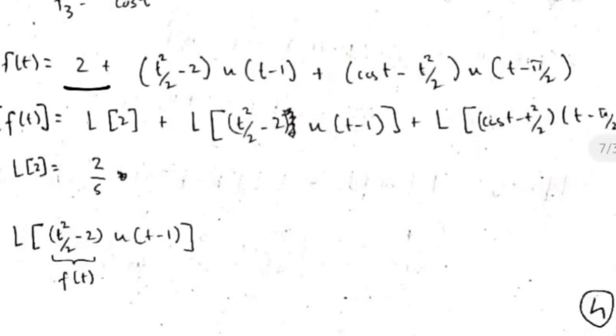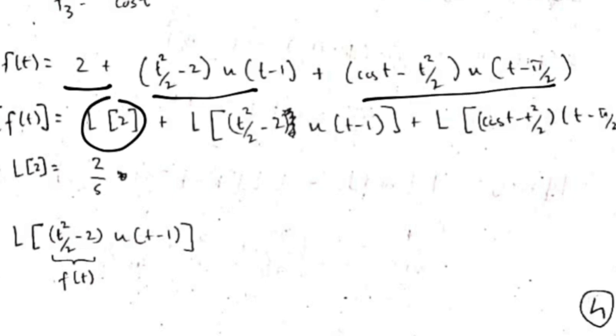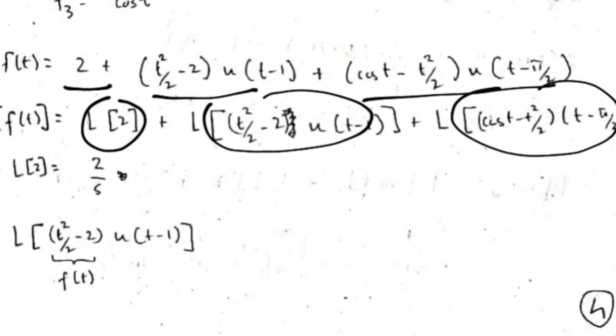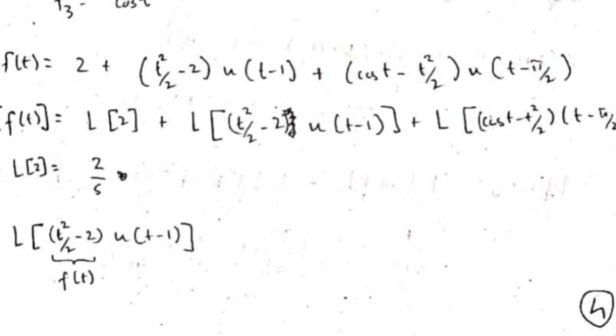Then here we have 3 terms. So what we'll do is find the Laplace transform separately. The first term is the Laplace transform of 2. That we'll get by using the direct formula.